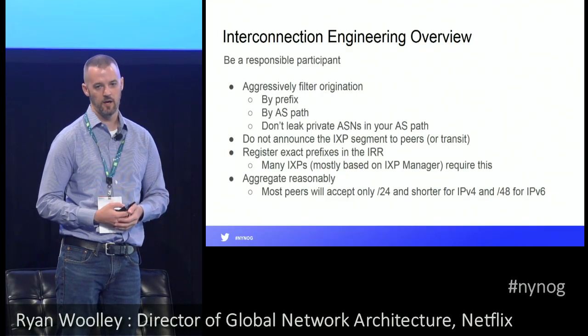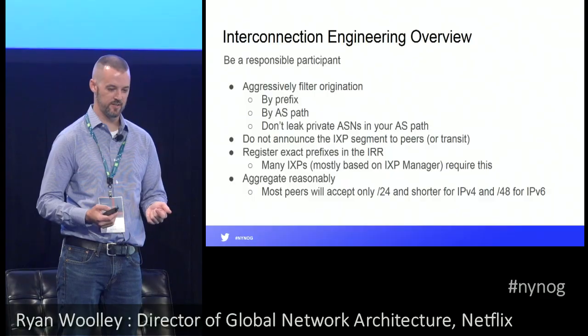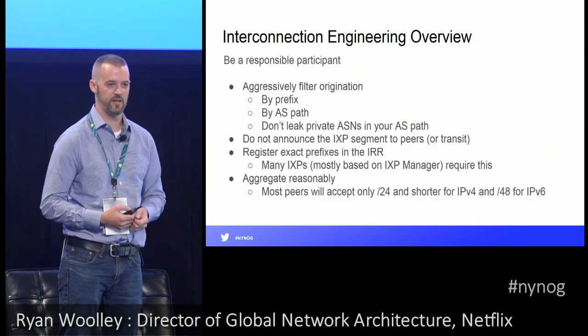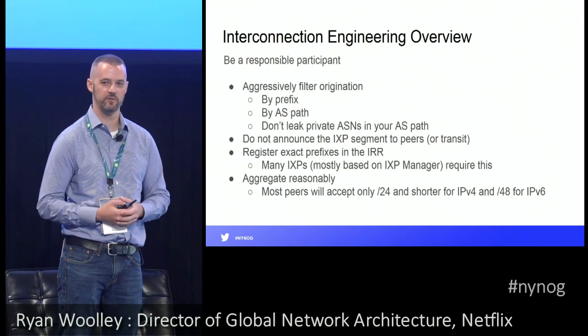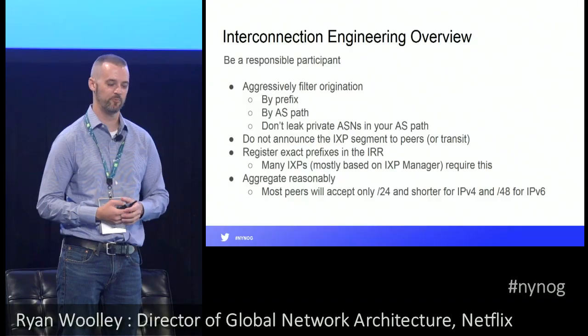ecosystem. I'd encourage you to aggressively filter by prefix. Don't leak someone else's prefixes. Don't originate the infrastructure routes in your network, that sort of thing. And also to filter on AS paths. Basically lock it down as tightly as you can so that the other participants don't get unexpected routes from you.